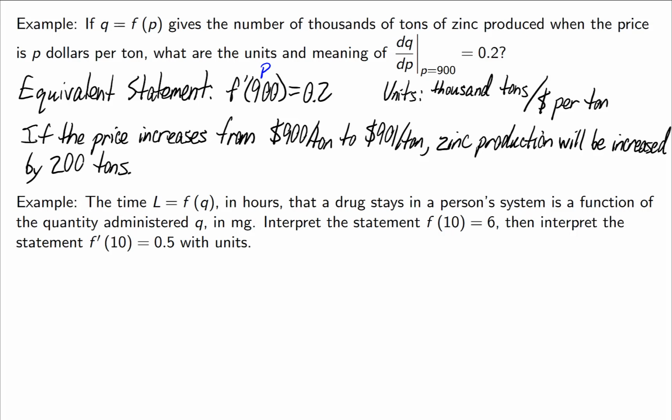Now wait a second, where did I get 200 tons? Let me just point that out. Remember, our units were in thousands of tons. So 0.2 thousand would look much better if we change it to the number 200.